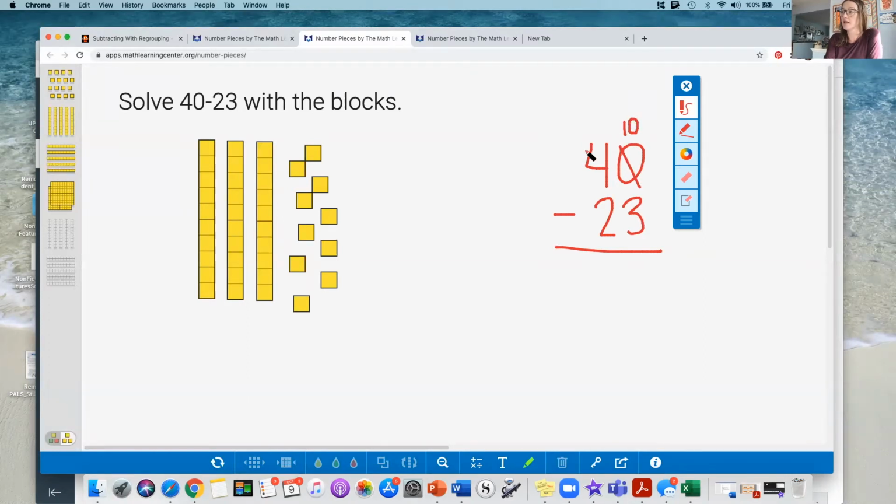I don't have 4 tens anymore. I have 3 tens. I still have 40 total as my value, but I changed it and made it look different. And now I can start to subtract. So 10 minus 3, 1, 2, 3. How many ones are left? Yeah, 7. I have 3 tens. I need to subtract 2 of them. I have 1 ten left. So this is my answer, 17.